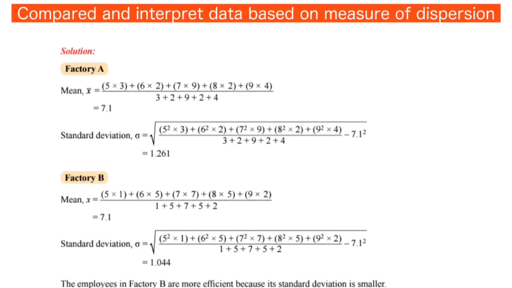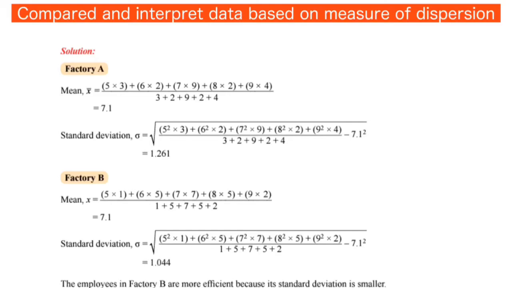So step 1, for factory A, you need to find the mean. How to find the mean: your hours is the score, the x, and the frequency is given for factory A and factory B. So you have to take the frequency times the score, fx. So 5 times 3 plus 6 times 2 plus 7 times 9 plus 8 times 2 plus 9 times 4 over the total frequency 3 plus 2 plus 9 plus 2 plus 4. So the mean for factory A is 7.1.